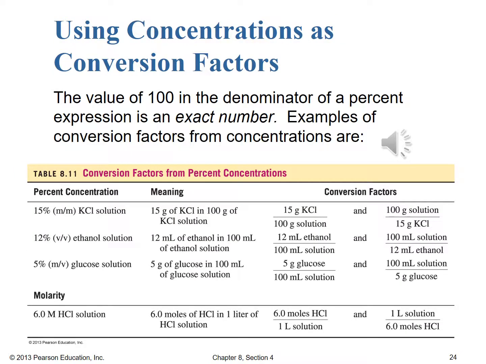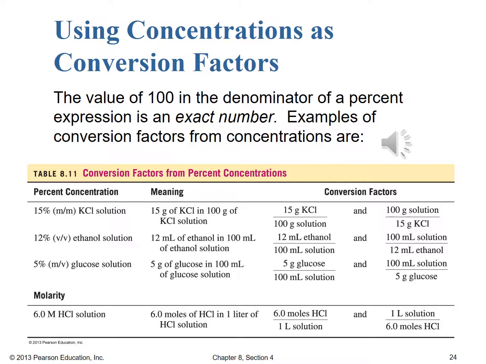Now, another reason we love these concentration values so much is that we can use them as conversion factors in our dimensional analysis setup. So the value of the 100 in the denominator of a percent expression is an exact number. It's not going to influence the number of sig figs. So if we have a 15% mass per mass KCl solution, like we see at the top of table 8.11, that means there's exactly 15 grams in 100 grams of KCl solution. So the 15 may have some sig figs associated with it. The 100 may have some sig figs associated with it, but when we talk about the percent, when we multiply by 100%, that 100 in the percentage is infinitely significant.